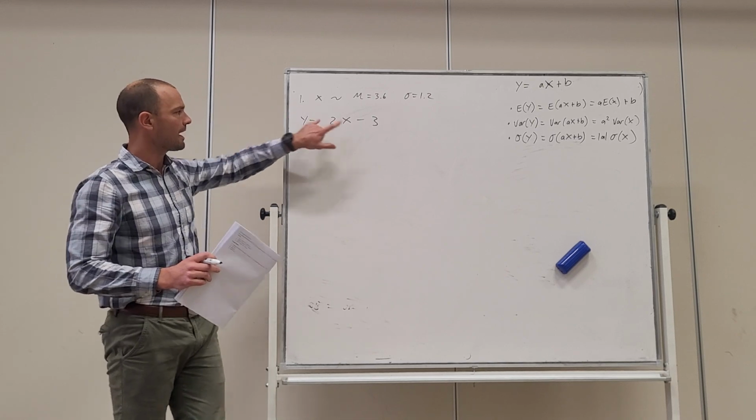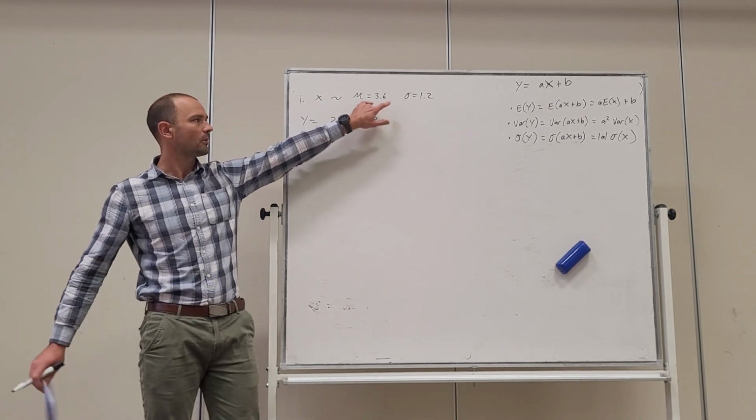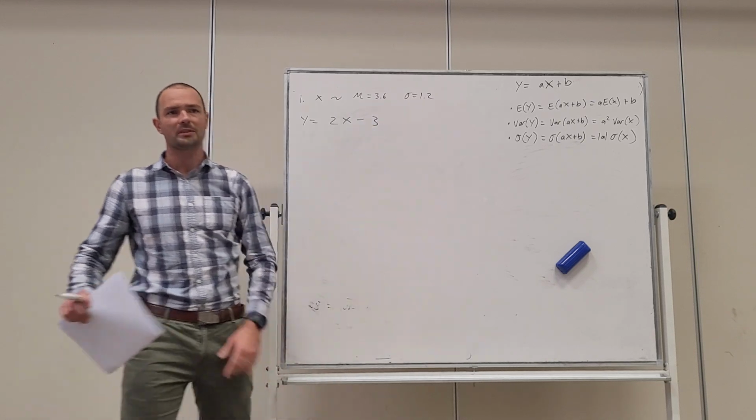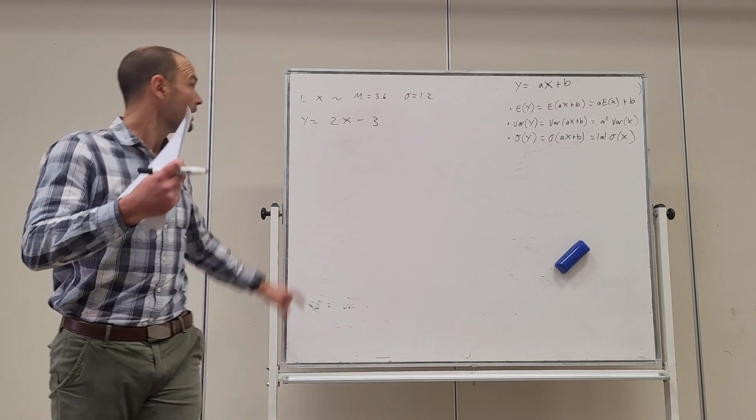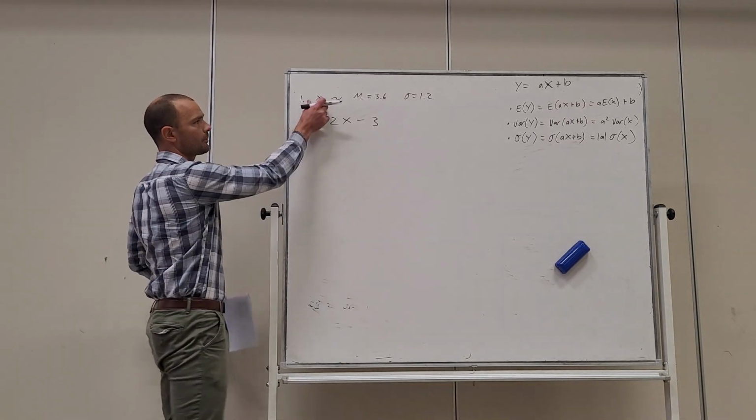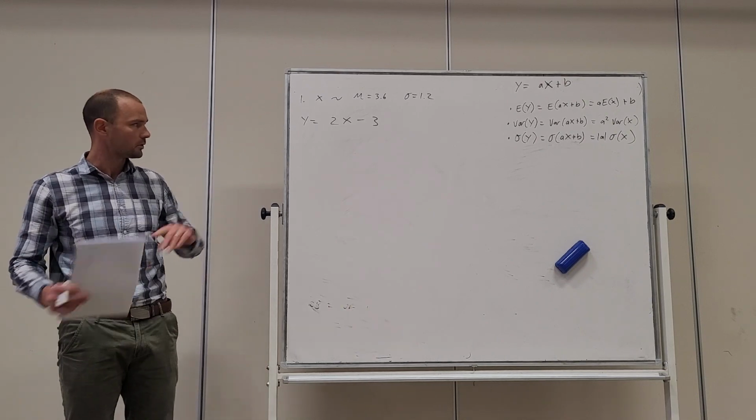What we have here is a linear relationship. We have variable x, which has a mean of 3.6 and a standard deviation of 1.2. That's how the variable x, the random variable, is distributed, and that's what this symbol means. It just means variable x is distributed with a mean of 3.6 and a standard deviation of 1.2.